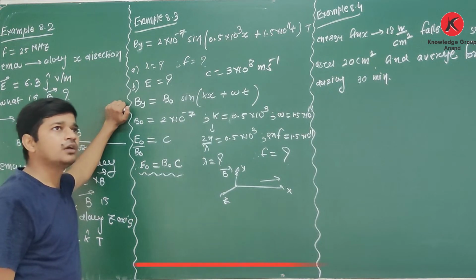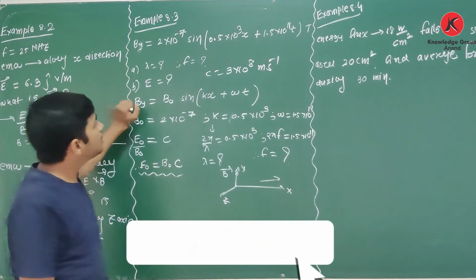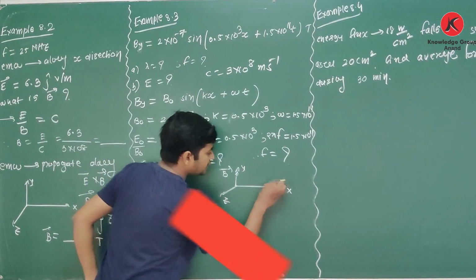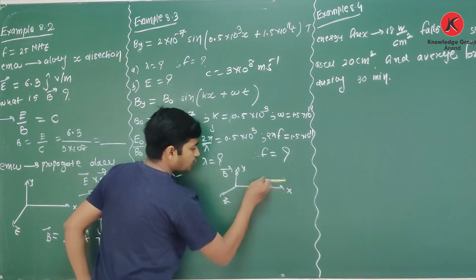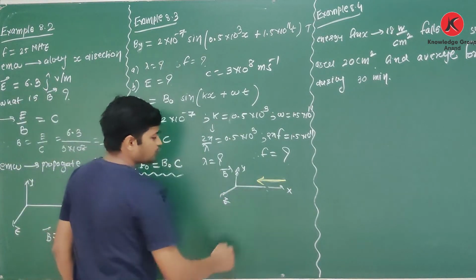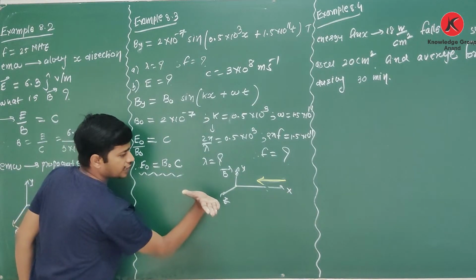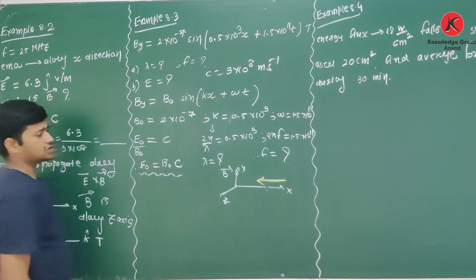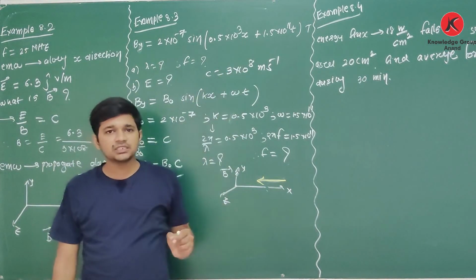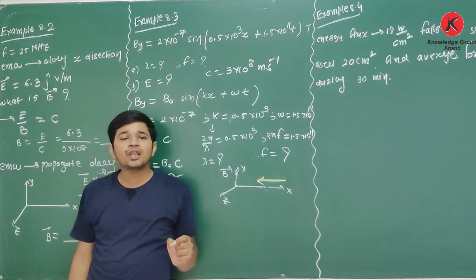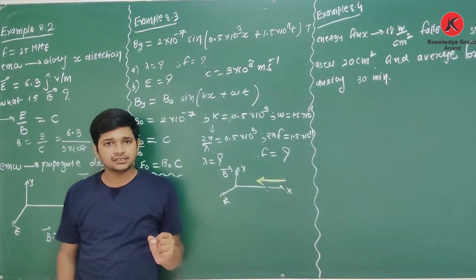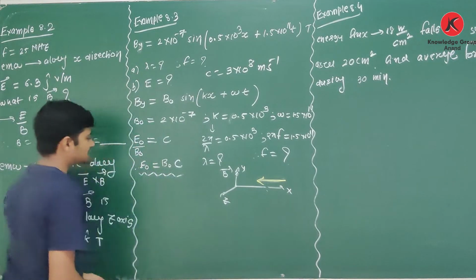And if you remember, whenever we write plus, it means waves are propagating in decreasing value of x. So this direction is possible when the electric field is in this direction and the magnetic field is in this direction. Clear about this? Again, see here this plus means waves are propagating in decreasing value of x. Clear about this?